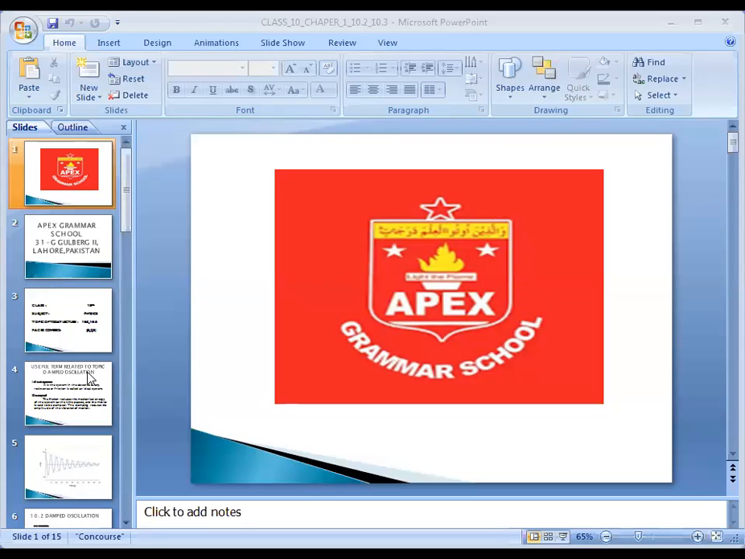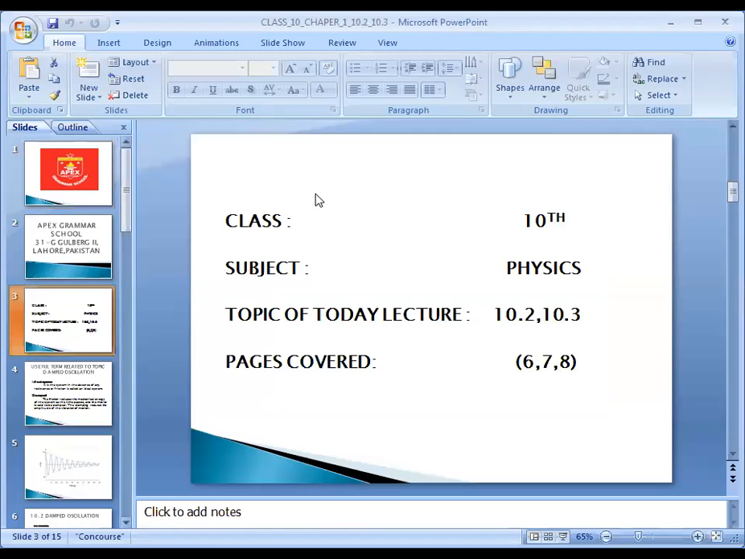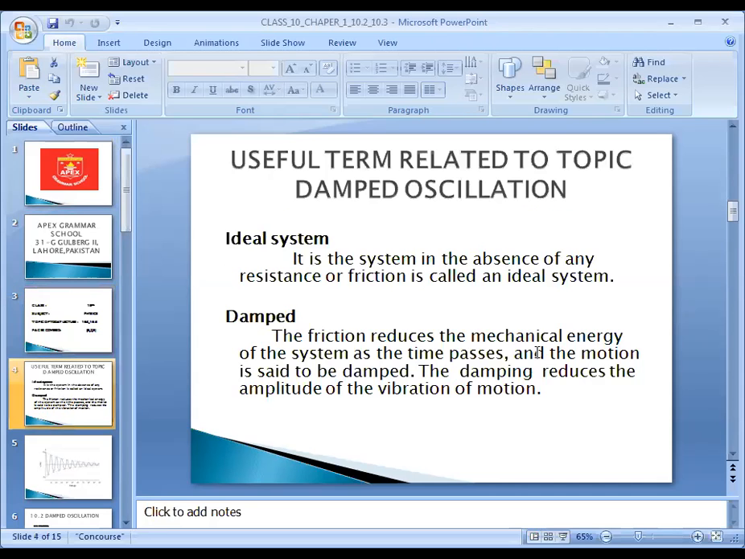Today we are going to start class 10 physics. Today we will cover topics 10.2 and 10.3. These topics are on pages 6, 7 and 8. Before starting the topic of damped oscillation, I would like to introduce some useful terms related to this topic.